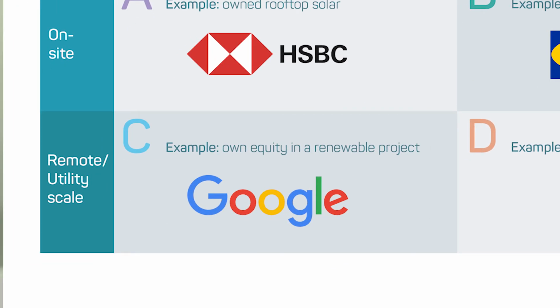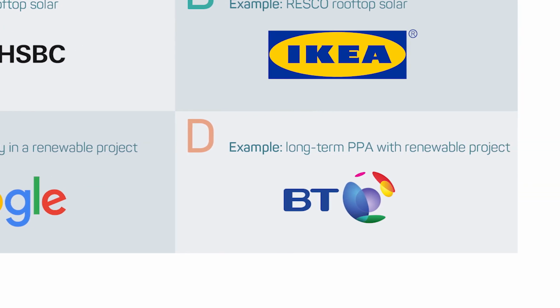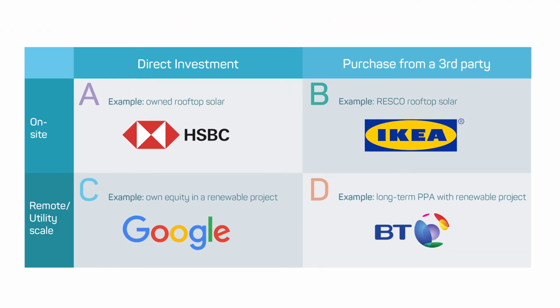If we move to the bottom left, we see companies like Google, who have actually gone so far as to become equity owners in wind farms far away from their operating sites and data centers, but as a way of creating ownership in the asset that they are ultimately being supplied by. And finally, in this box D, we have companies like BT, who don't own the wind farm, but have committed to long-term offtake from those assets owned by others. And really, this comprises the full suite of options that we see available.